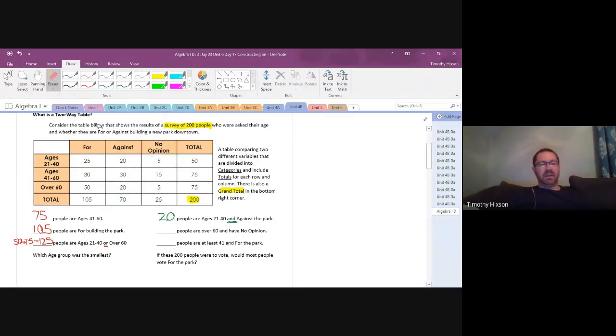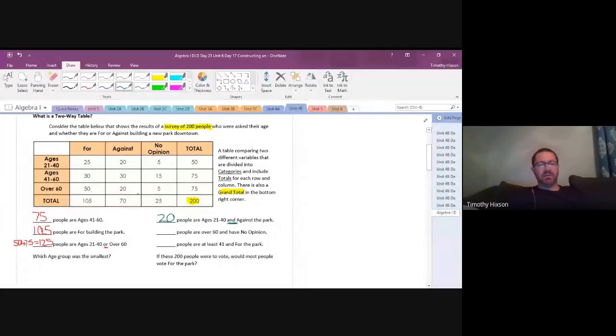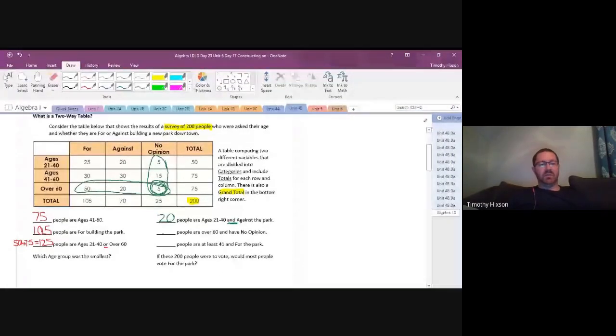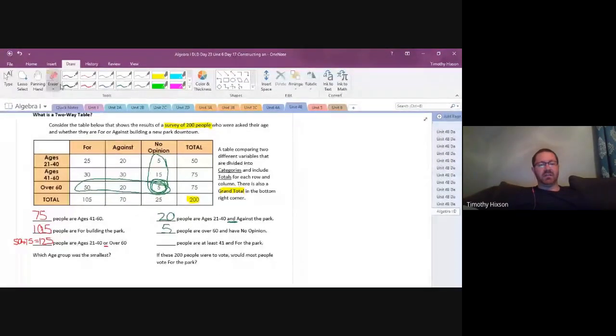All right, so now we have some other combinations here. Over 60 and have no opinion. Here are all the people over 60. Here are all the people who have no opinion. So there are 5 people who are over 60 and have no opinion on this park.